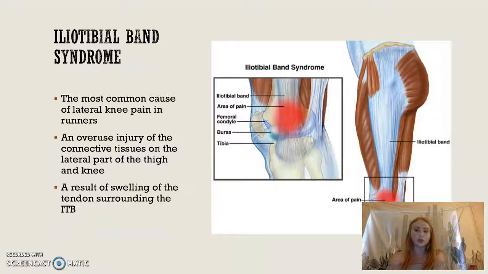Okay, so my first injury is the iliotibial band syndrome. This is the most common cause of lateral knee pain in runners, and it's an overuse injury of the connective tissues on the lateral part of the thigh and knee. And it swells the tendon around the iliotibial band.